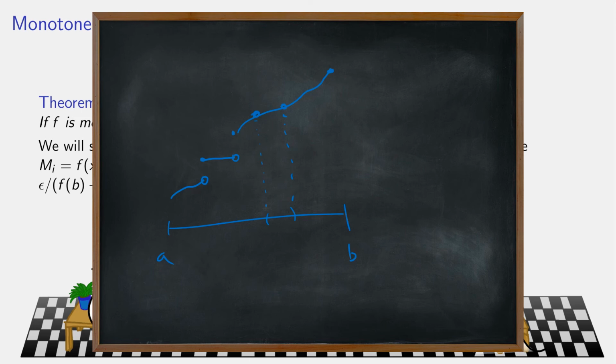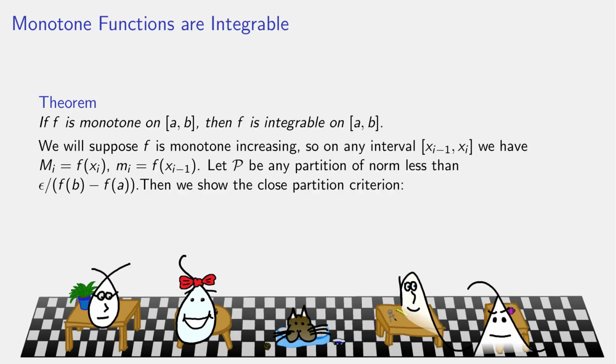So I'm just picking a specific partition, and now I'm going to compute upper and lower sums. But the upper sums and lower sums would normally be a little inconvenient for an arbitrary function because you don't know where sups and infs happen. But for a monotone function we do, sups and infs are always at endpoints of the intervals. So we're going to show that the closed partition criterion is satisfied.